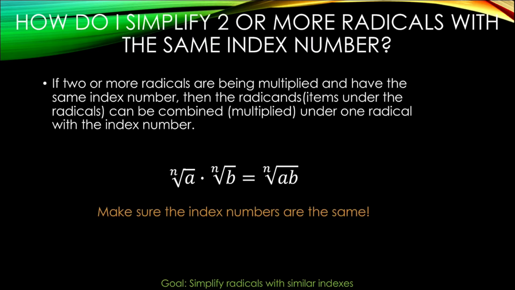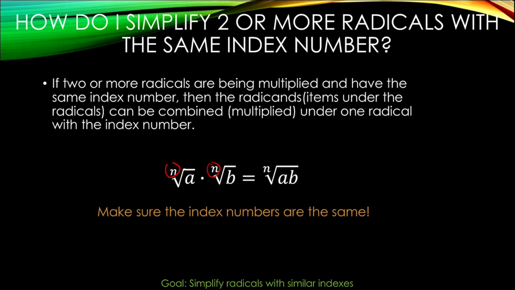So how do you simplify two or more radicals with the same index number? Remember, your index is that little number in the nook. If two or more radicals are being multiplied and have the same index number, then the radicands, that item underneath the radical, can be combined, or we think of it as multiplied, under one radical with the same index number. You have to make sure the index numbers are the same to be able to do this.